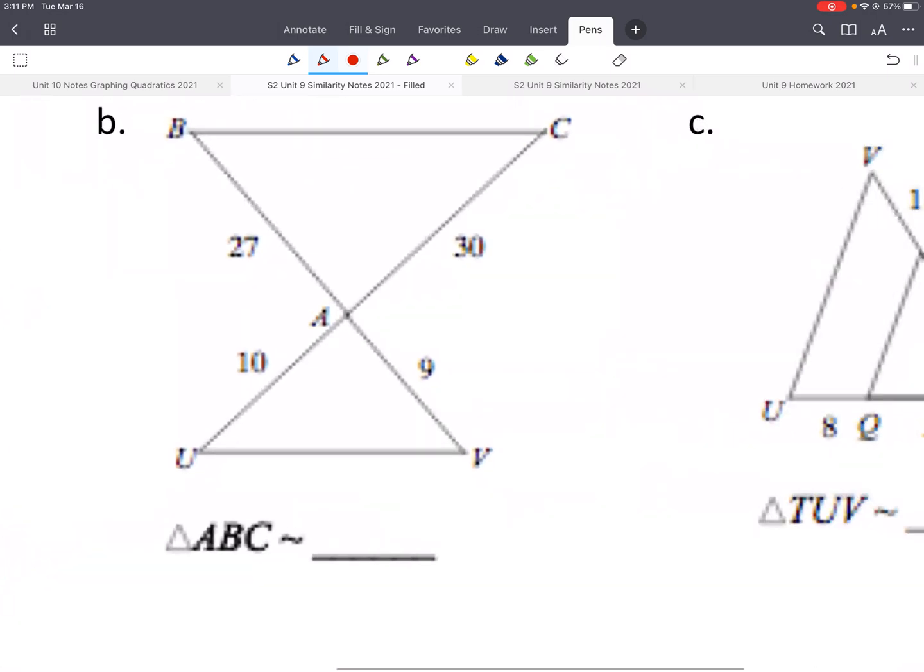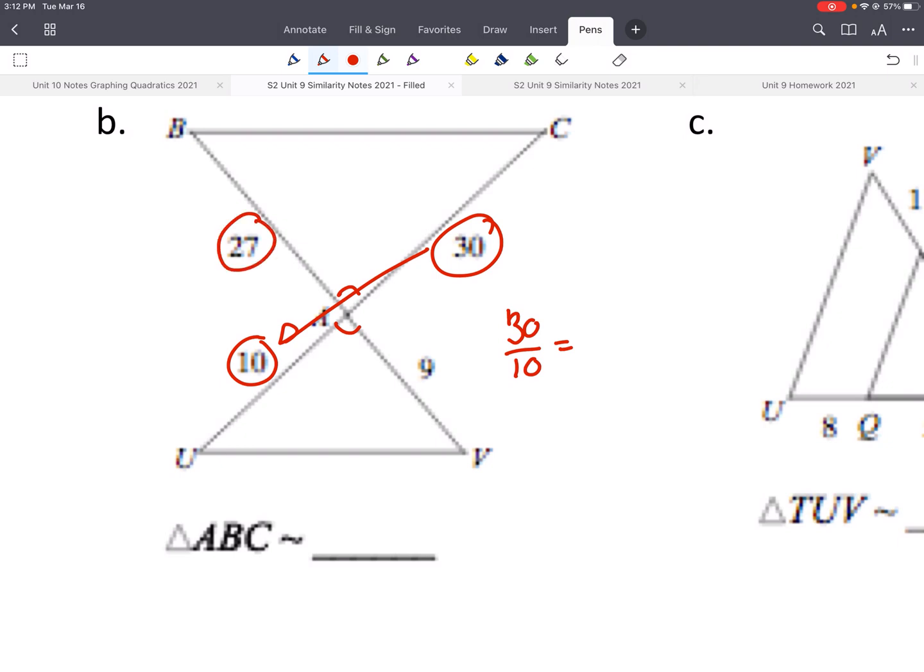All right, let's try this one. So again, we have vertical angles, so we know that these angles are congruent. Now we just need to find that the corresponding sides are proportional. So again, I like to do largest to largest. So maybe 30 over 10 should be equal to 27 over 9. And if we do that, I think we end up getting 3 equals 3. So they are proportional. So we can say similar by side angle side.